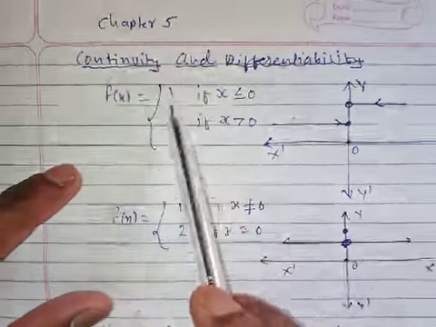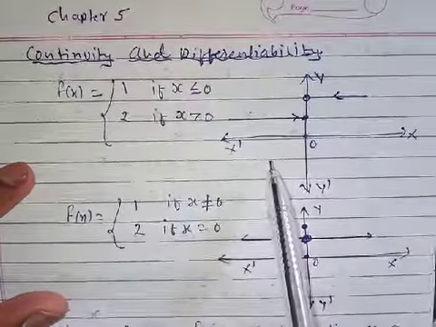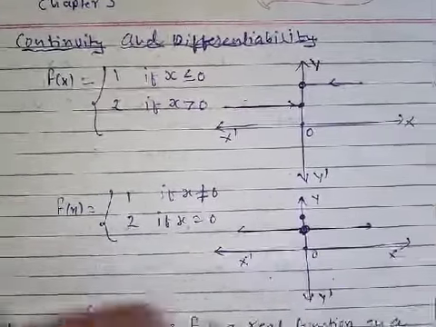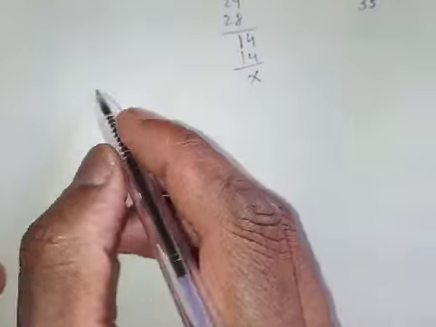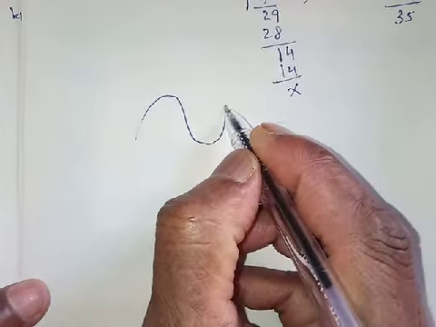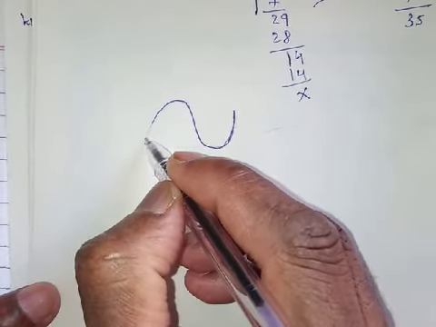With the fifth chapter, continuity and differentiability. What is the meaning of continuity? The general meaning of continuity is that if you draw any curve without lifting, then it is called continuous.